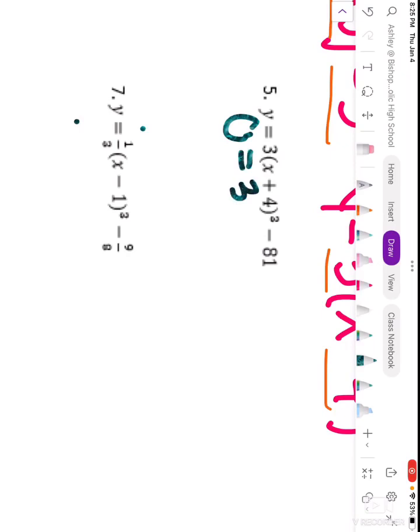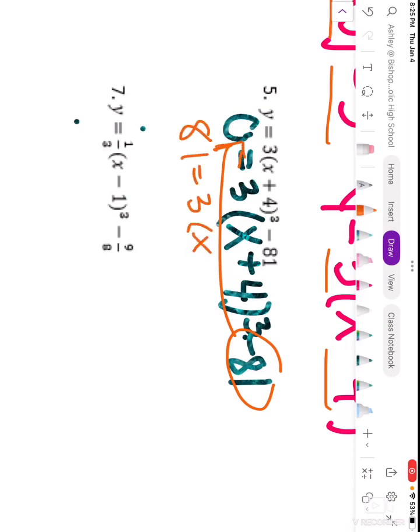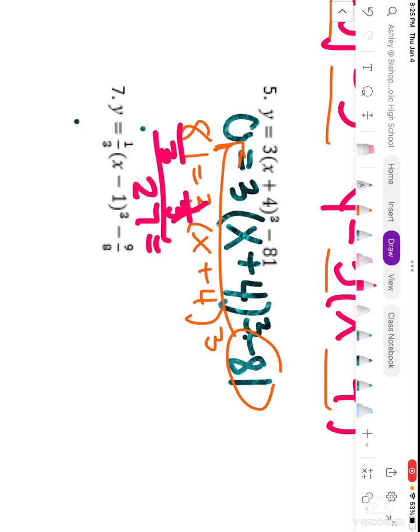0 equals 3 times x plus 4 cubed minus 81. We're going to solve it. So first we're going to add this 81 over to the other side. So 81 equals 3 times x plus 4 cubed. And then we would divide by 3. 81 divided by 3 is 27. So 27 equals x plus 4 cubed.